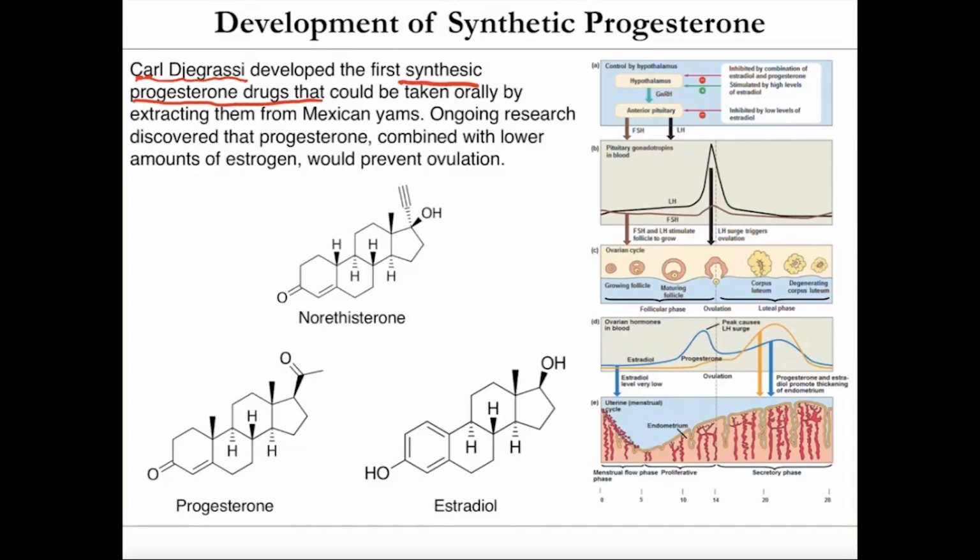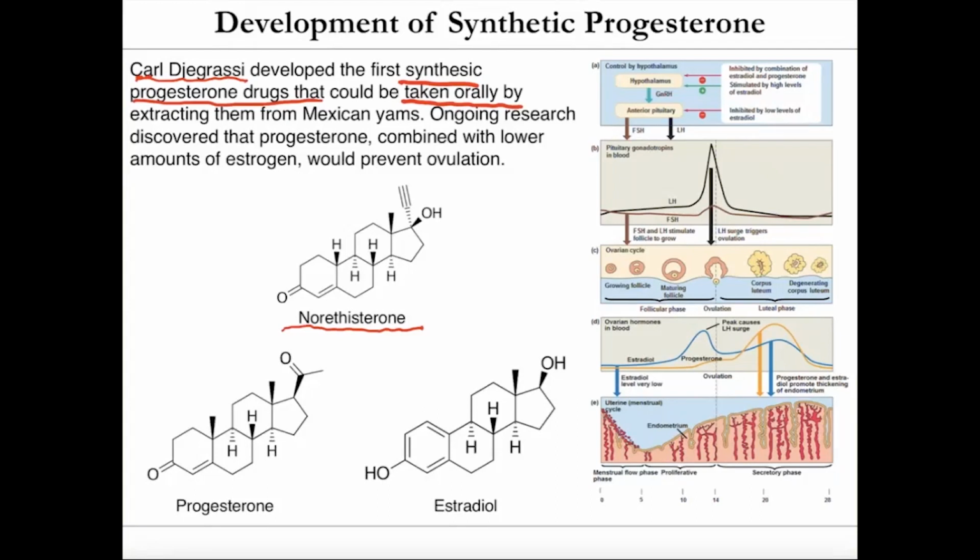And they could be orally bioavailable. So you didn't have to get injected with them. You could just swallow them, and then they would basically be turned into hormones in your body. So one of the first ones that was synthesized is norethisterone. Sorry, I've never said that out loud before.